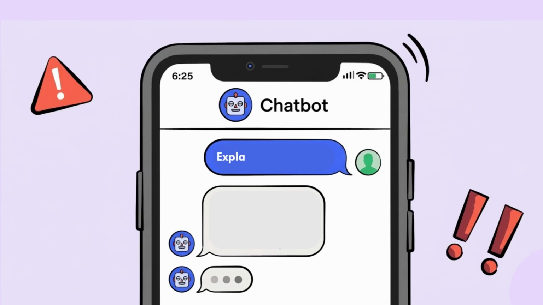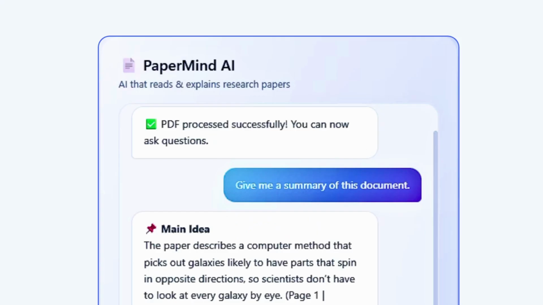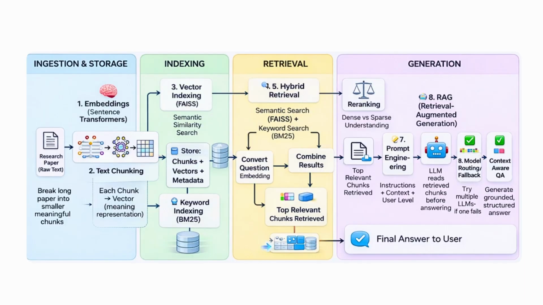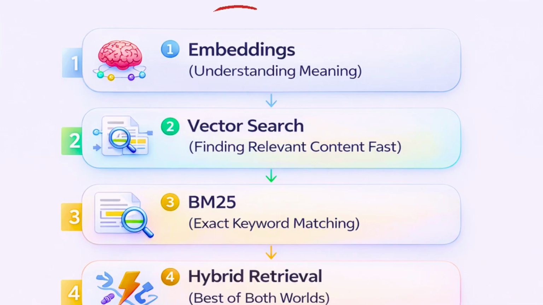But what if the AI fails and doesn't respond? We don't stop there. The system automatically switches to another model, so the user always gets a response. And finally, the system generates a clean, structured answer based completely on the research paper. So basically, you upload a paper, ask a question, and the AI reads, understands, searches, and explains it like a teacher. So let's start with embeddings.